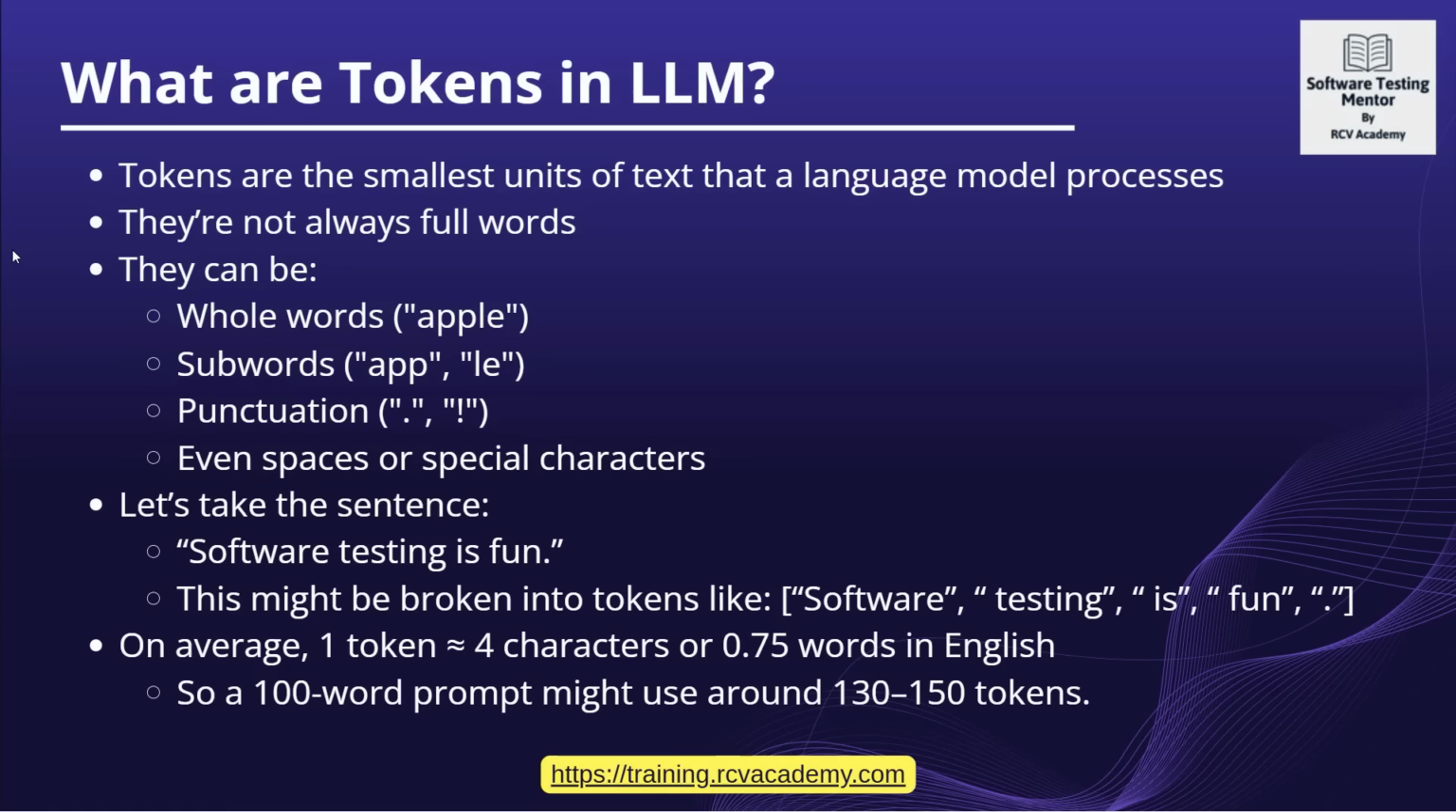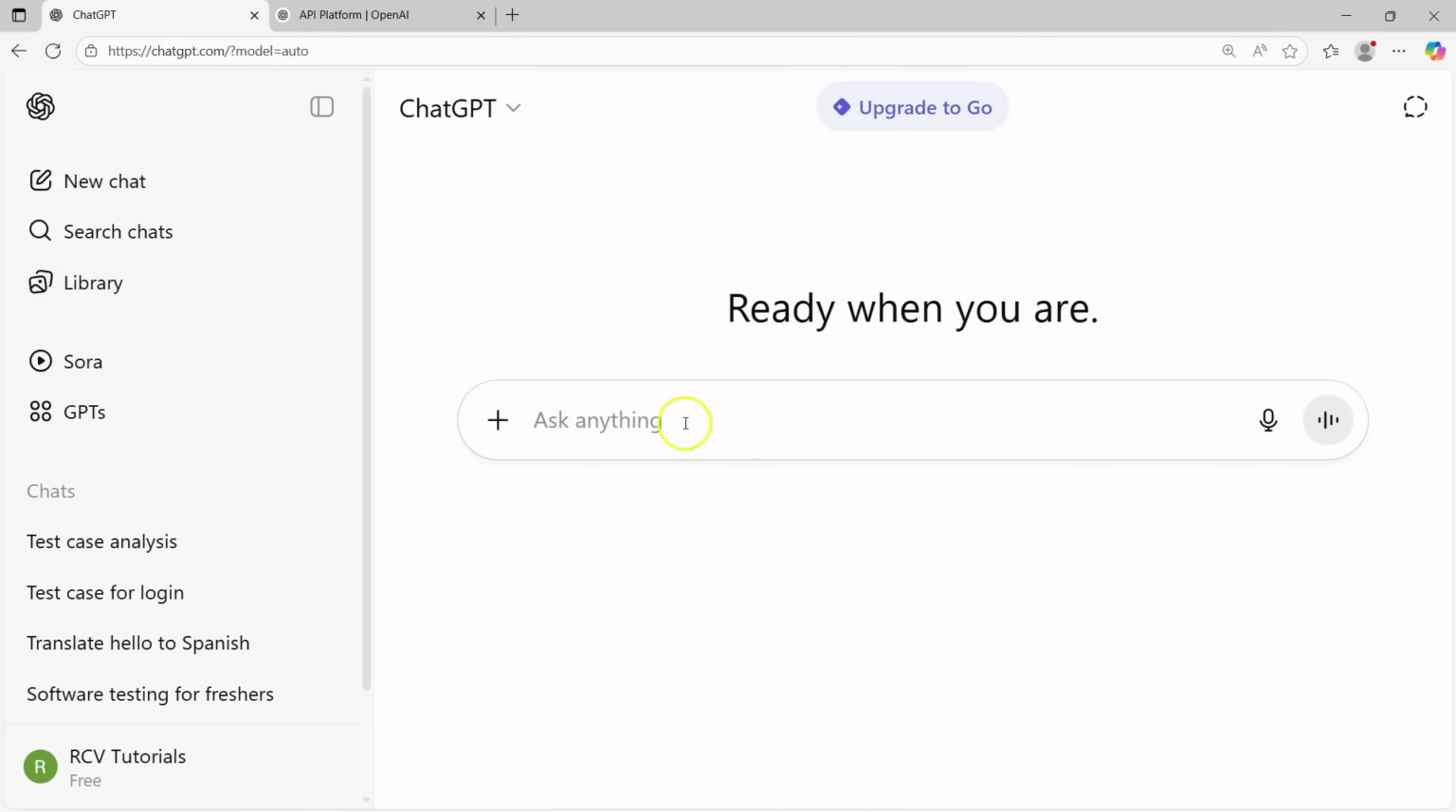So for example, when we type something into a large language model, if we go to ChatGPT here, I asked something wherein I have this text prompt. Now these words that I'm typing, the question, the prompt that I'm typing, will be broken down into tokens. And what exactly are the tokens?